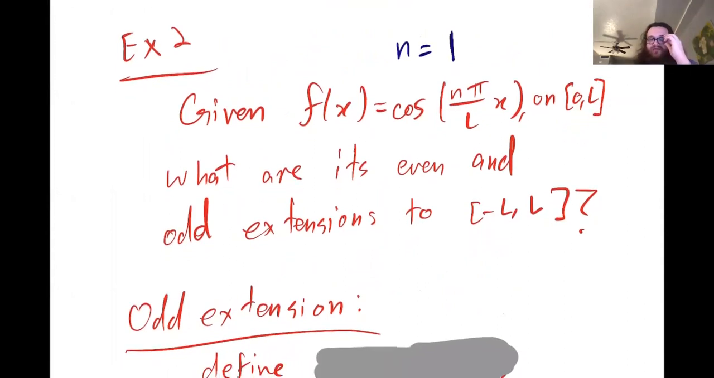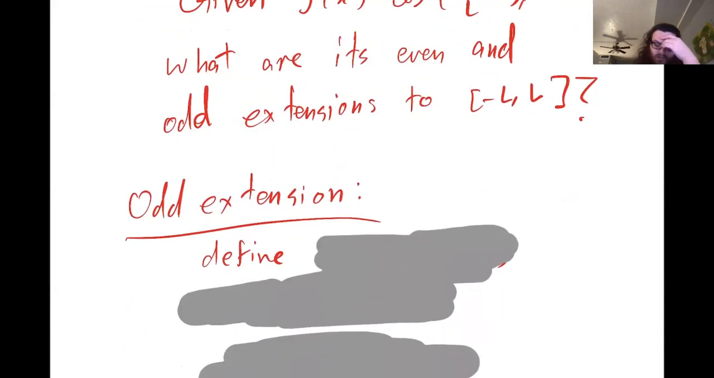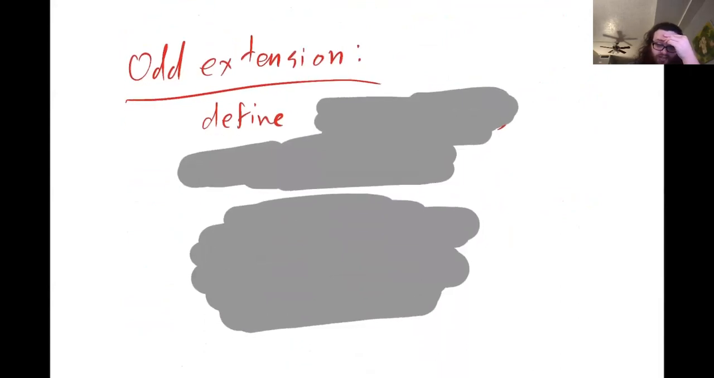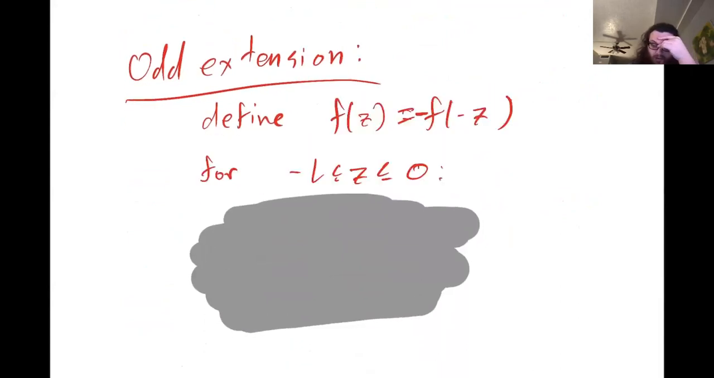You can sketch the thing for a different n, but we're going to focus on n equals 1. So we're defining this function cosine of n pi x over L on this interval 0 to L. The question is, what are its even and odd extensions? So again, for the odd extension, we're going to define it for negative x. What is the function value? Well, look on the other side of the y-axis, take that function value, and then take negative that.